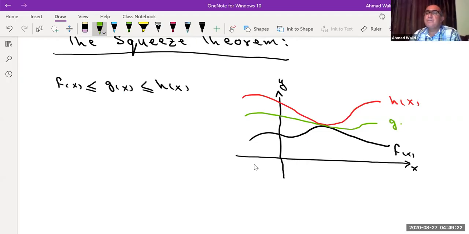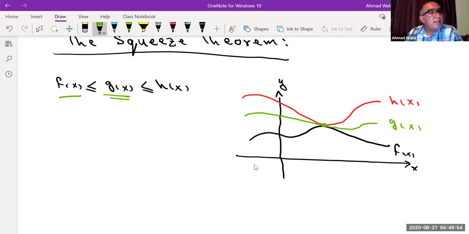This is your g of x. You see now the relation: f of x is less than or equal to g of x, and g of x is less than or equal to h of x. What the squeeze theorem says is, if you have a function in this relation, that g of x is between f of x and h of x, you see this point?